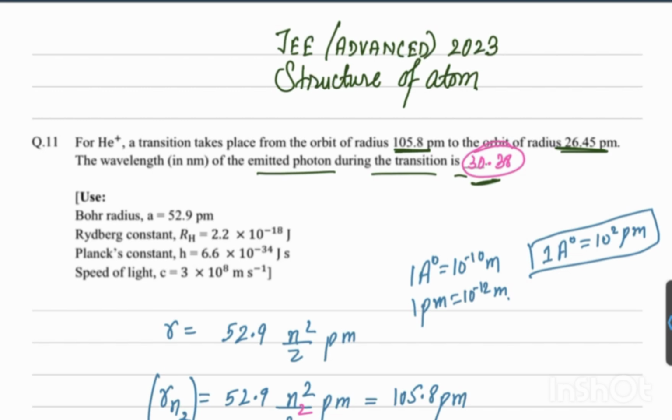Let us start the solution. We know that the radius of the nth orbit of the Bohr orbit will be like this, and 1 angstrom is this, and 1 picometer is this. So 1 angstrom in picometer will be 10 to the power 2 picometer.